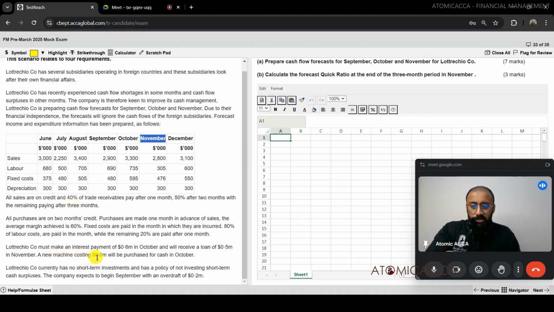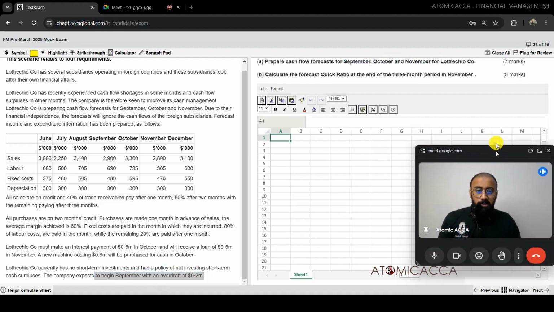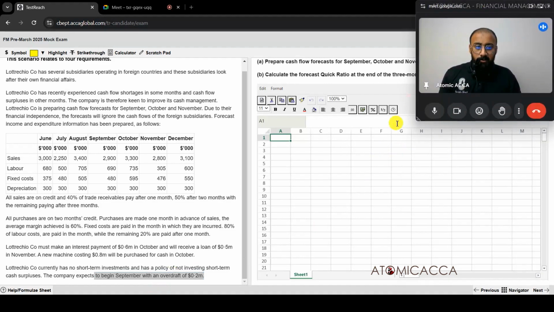A new machine costing 0.8 million will be purchased for cash in October, so that is in this October. L company currently has no short-term investment and has a policy of not investing short-term cash surplus. Company expects to begin September with an overdraft of 0.2 million. So we are preparing for September, October and November, and they're telling us that September opening balance will be an overdraft of 0.2 million. So these are all the information that we have. Now let's start preparing our forecast.